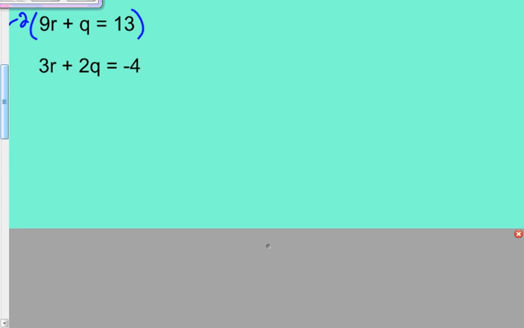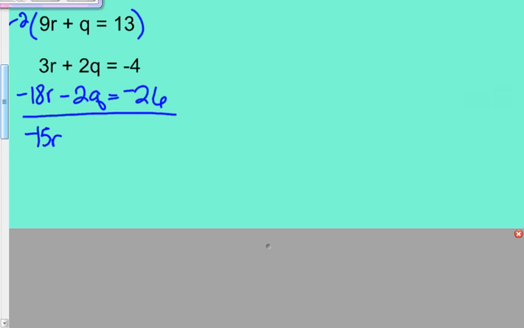So negative 2 times 9r makes a negative 18r. Negative 2 times q makes a negative 2q. And then negative 2 times 13 makes a negative 26. Now we can put them together. This makes negative 15r, these are gone, equals a negative 30. Then we can divide by negative 15, and r is a positive 2.